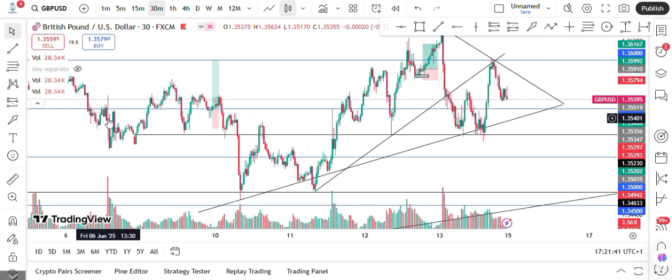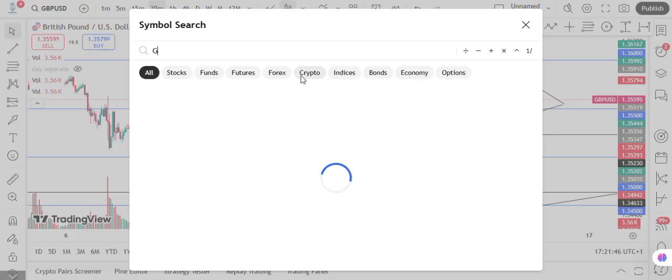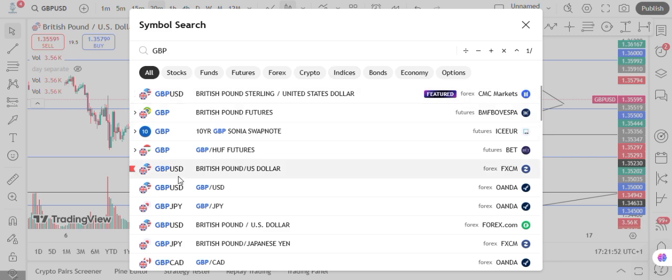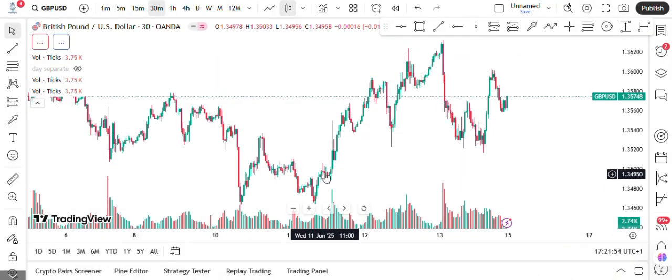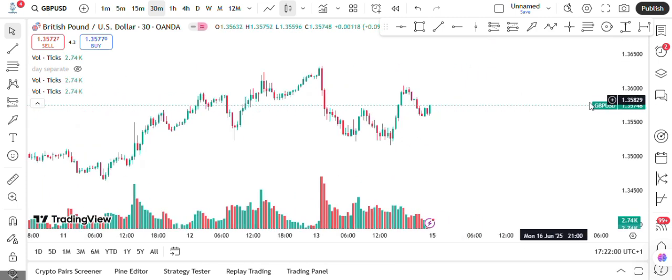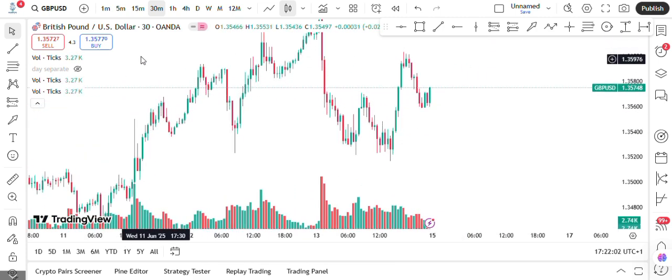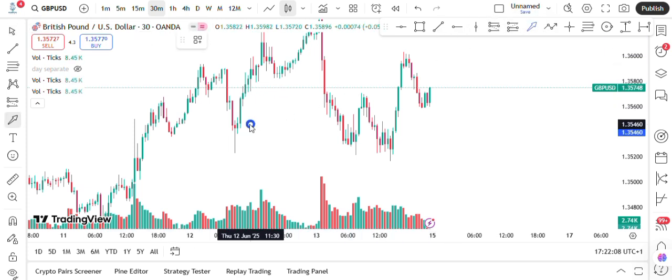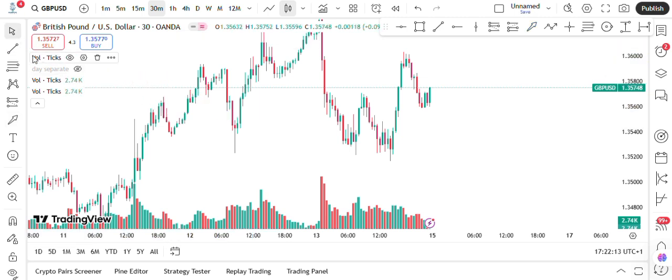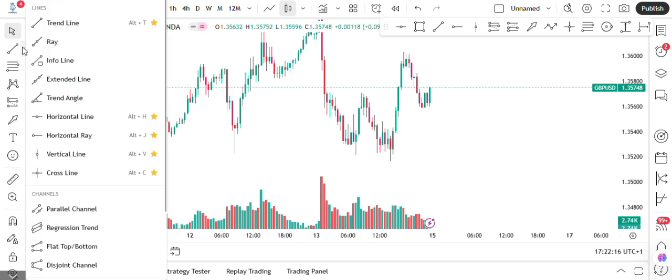So how do we add this psychological level? Let me show you. So let's go on GBP USD in another view. Let's go on another, in a clean chart. So this is a clean chart of GBP USD. So how do we add these psychological levels? If you go here, at this point, you can get it. So let's click on this arrow. You can see this horizontal line down there.